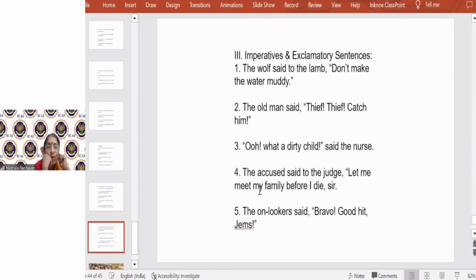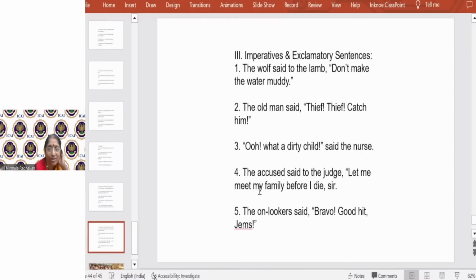Okay. The old man said, thief, thief, catch him. The old man exclaimed, thief, and shouted to catch him. Shouted to catch him. The second one, what a dirty child, said the nurse. The nurse exclaimed in disgust that the child was dirty. Exclaimed in disgust. Now, this is a real tricky sentence.